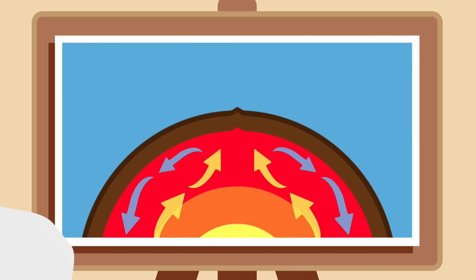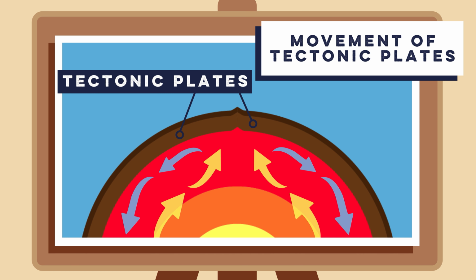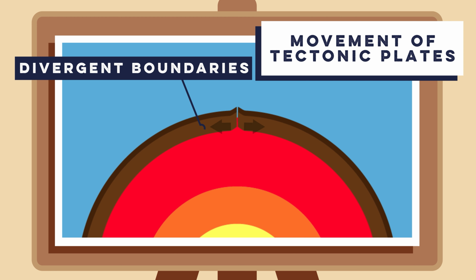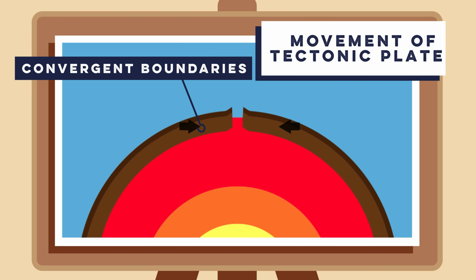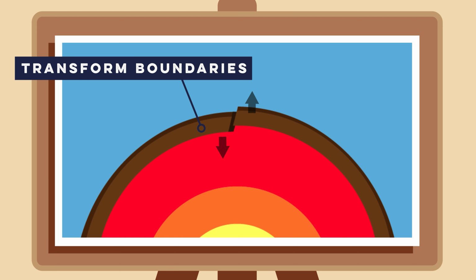Step 3 is movement of tectonic plates. The convection currents in the mantle create drag on the overlying tectonic plates, causing them to move. These plates can move away from each other, divergent, move towards each other, convergent, or slide past each other, transform.